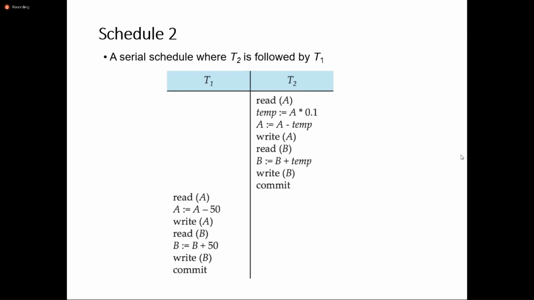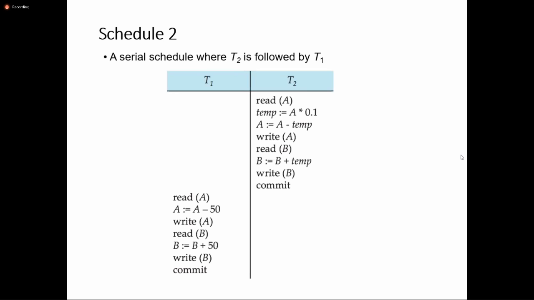Read B, which is 2,000. Here we can compare both: the sum of A and B is unchanged. You can consider that also. That is consistency. Then B is 2,000 plus 100, which is 2,100, and commit. Now A has 900.